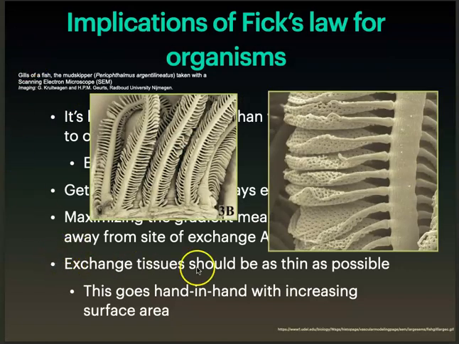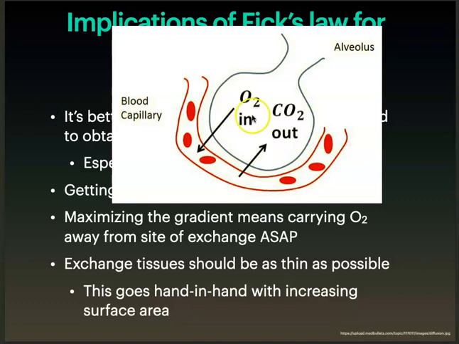Now we have these last two points, which are that exchange tissues should be as thin as possible, which also tends to correlate with increasing surface area. And so this is what we see in many gas exchange tissues. So on the previous slide, we talked about this alveolus and how there are many small chambers like this in our lungs. So that would be increasing surface area if we have a lot of these, and increasing the surface area relative to the volume.